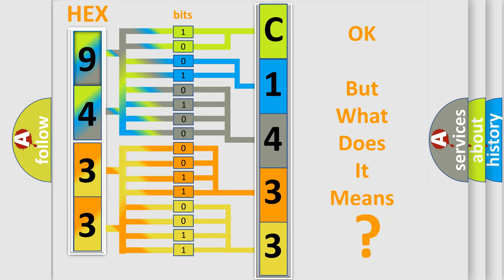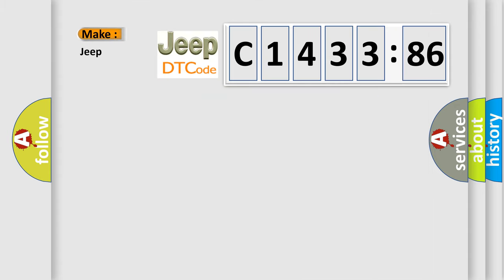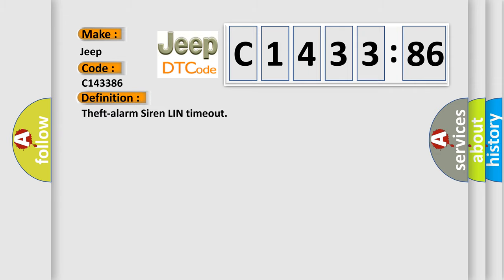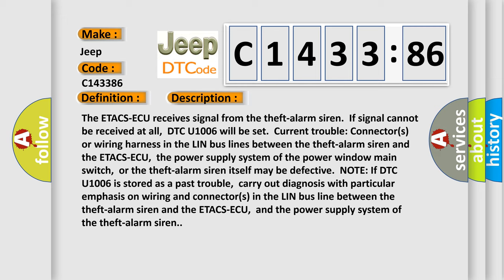The number itself does not make sense to us if we cannot assign information to what it actually expresses. So, what does the Diagnostic Trouble Code C1433-86 interpret specifically for Jeep car manufacturers? The basic definition is theft alarm siren LIN timeout. And now this is a short description of this DTC code.